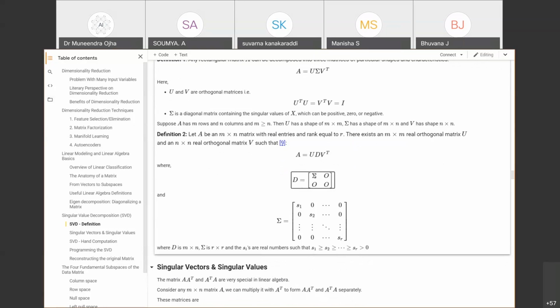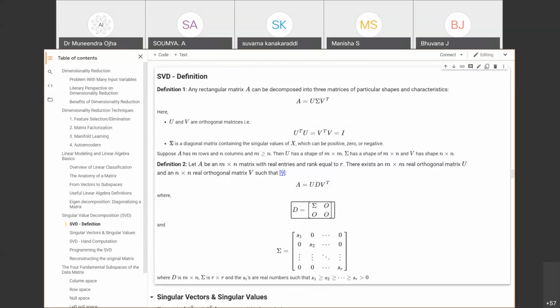So U D V transpose, such that D is equal to this, and you see sigma is on the diagonal, because in some cases the number of singular values is not sufficient to create the whole diagonal. So S1, S2, S3 up to SR, it might happen that some values are missing. So we put 0 in that case on the diagonal. So D has sigma on the diagonal, and non-diagonal elements are all zeros. However, sigma still is a matrix which has all the singular values on the diagonal only.